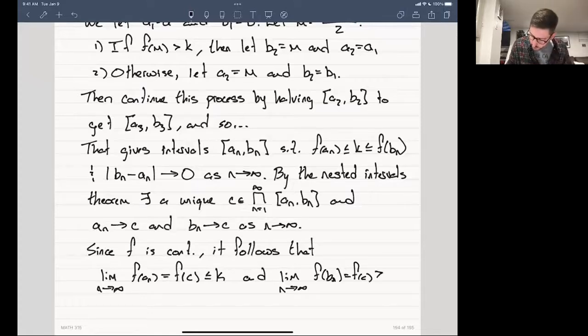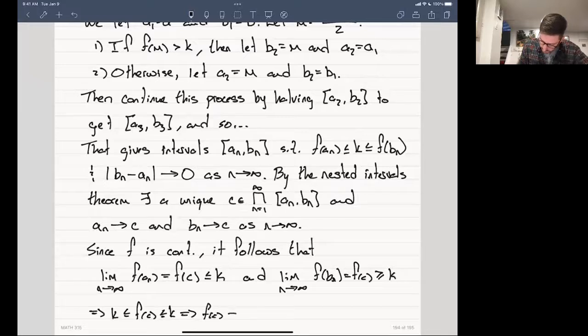And we know that f of bn is greater than or equal to k, so this carries over to the limit as well. But this tells me k is less than or equal to f of c, which is less than or equal to k, which therefore implies that f of c is equal to k. And that gives us the intermediate value theorem, right?